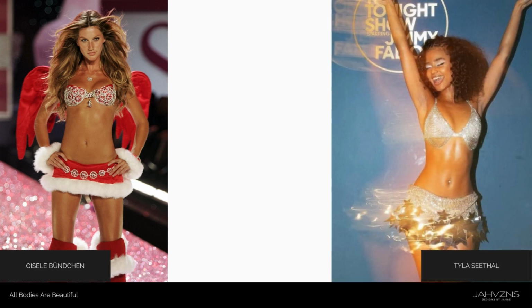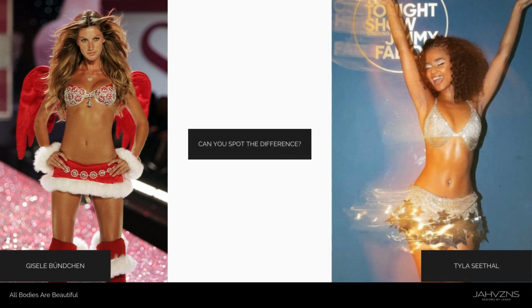Hey beauties! Today we will be discussing the different body shapes in my Fashion 101 series. Let's start off with the beautiful supermodel Giselle and the gorgeous singer Tyla. Now, besides striking beauty and amazing glow, these ladies have a key difference in body type. Can you spot the difference?